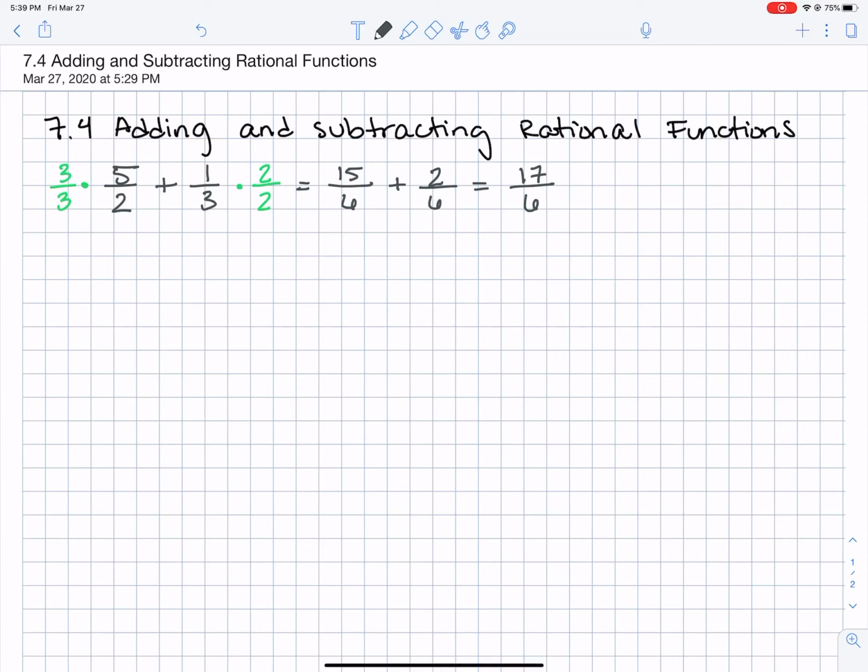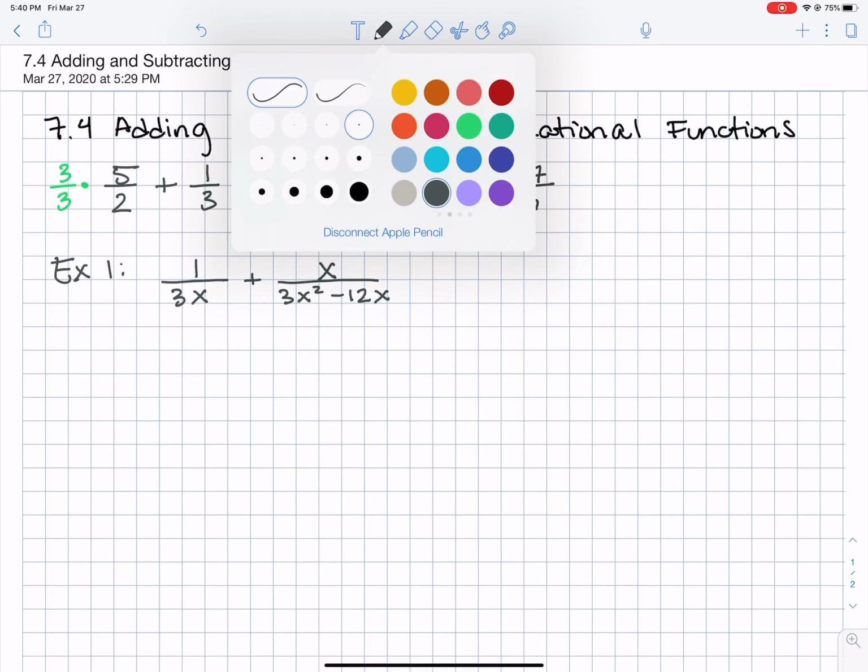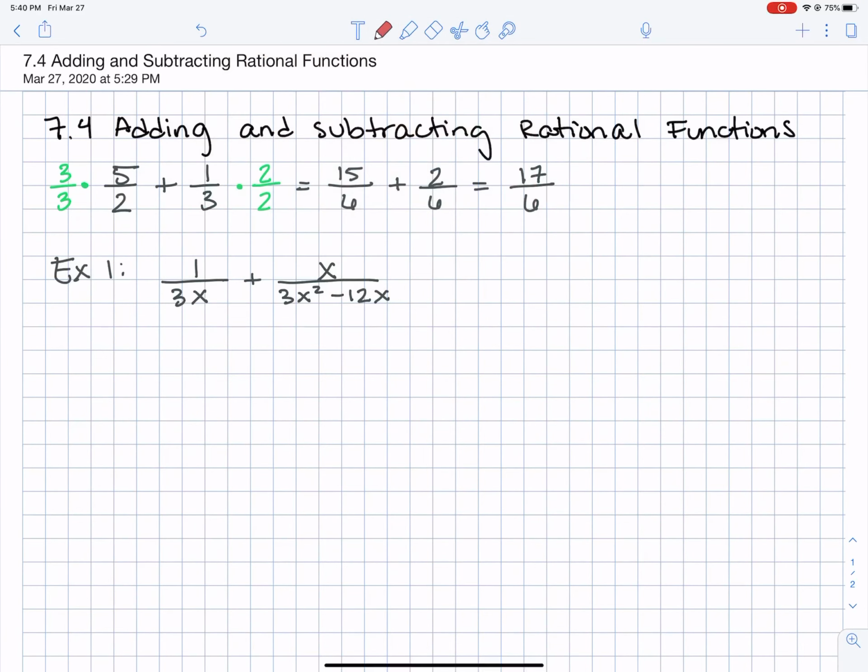We're going to use all of those steps that we just did with our rational functions, and we're going to jump right into example 1. So with example 1, I have 1 over 3x plus x over 3x squared minus 12x. Now, we can't quite see what my denominator's factors are, and in order to do that, we need to make sure that we are factoring our denominators. So I'm going to write our steps on the side, and step number 1 is to factor denominators.